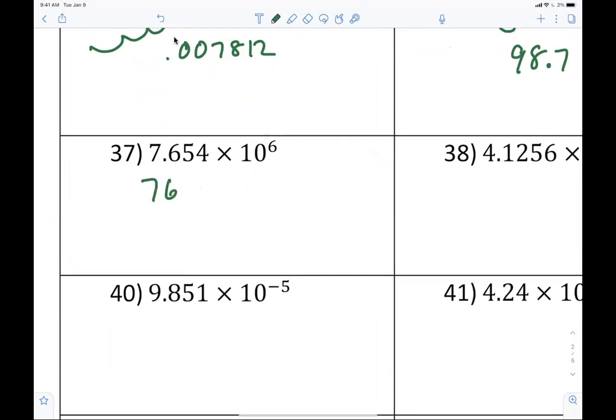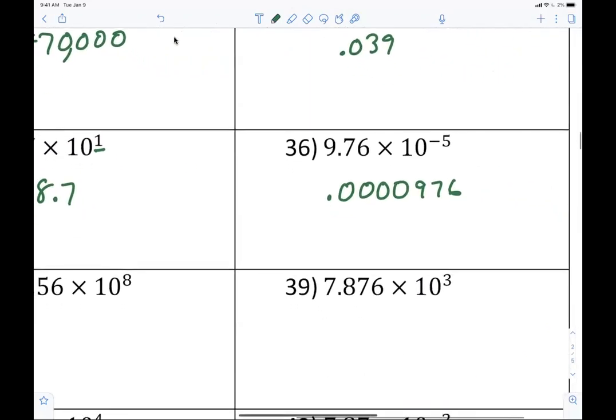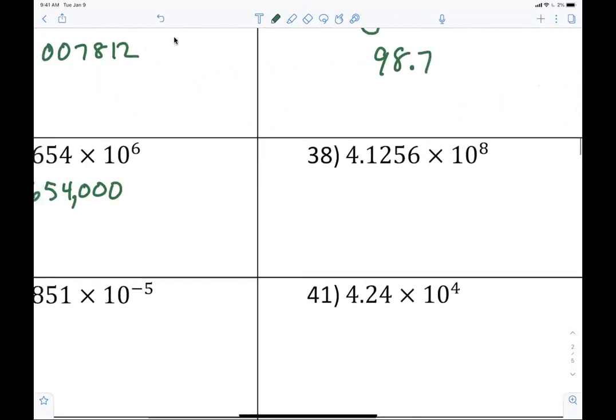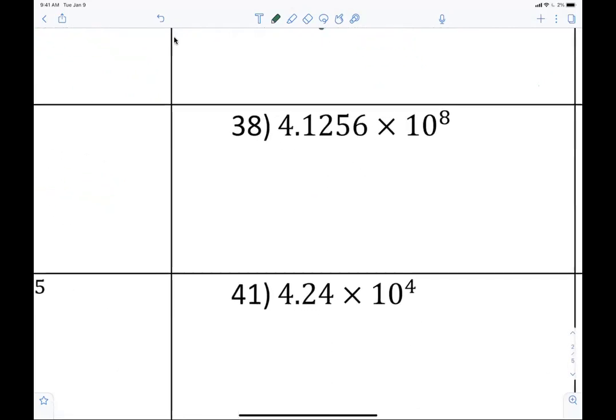37,654,000. Just tell me how many zeros. I want you to tell me how you're doing it. You're adding 3 zeros. All right, then if you want, tell me it's 7,654,000. 36, we'll go back to 36 for a quick minute. 4 zeros, that's correct.